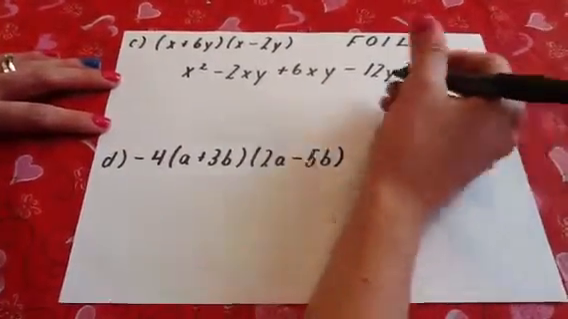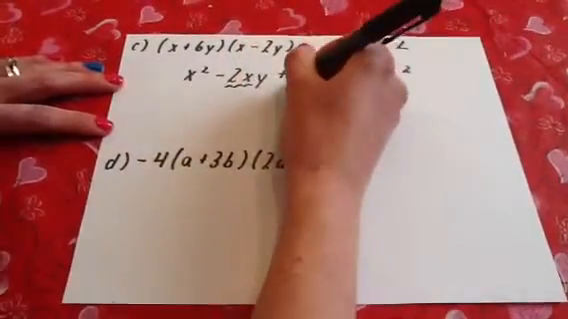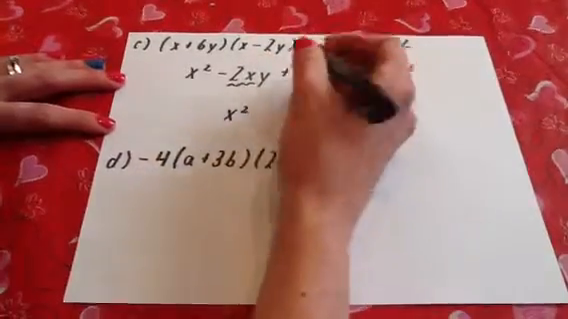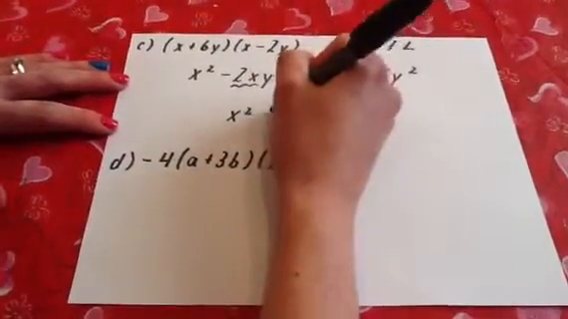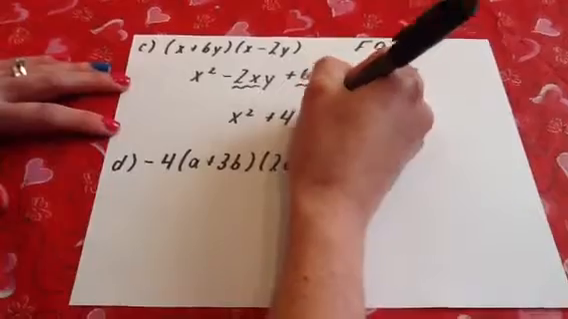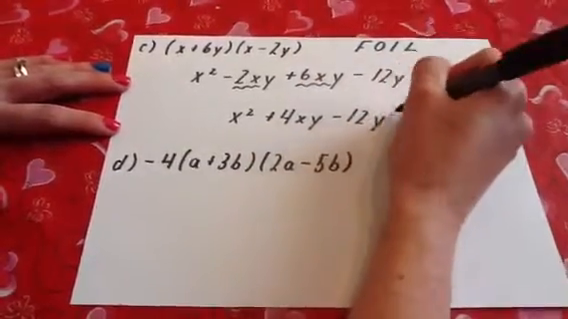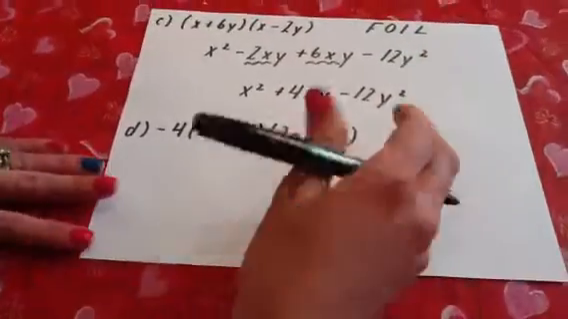And we always check if we have like terms, and we notice that the xy's are like terms. So we're left with x squared. Negative 2 plus 6 is 4xy minus 12y squared.